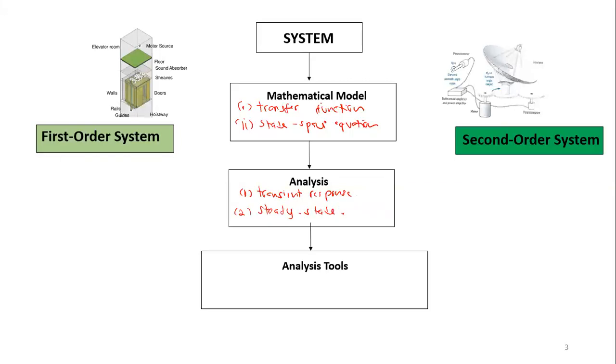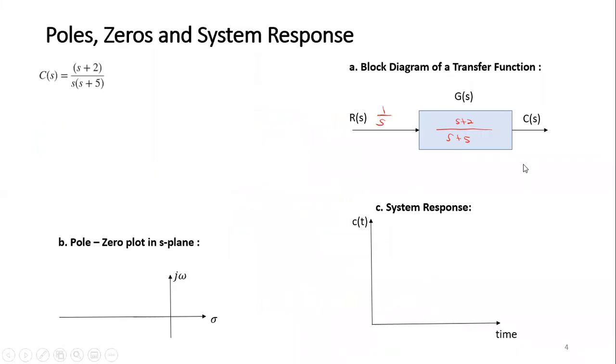So there are 2 things that we are going to look at when we analyze the performance. What are the analysis tools we are going to learn in this topic today? We are going to learn about the concept of poles, zeros, and system response. For this topic, chapter 4, we're going to look at these analysis tools, and we're going to look deeply into the first order system and then also the second order system. These are the key elements in control engineering.